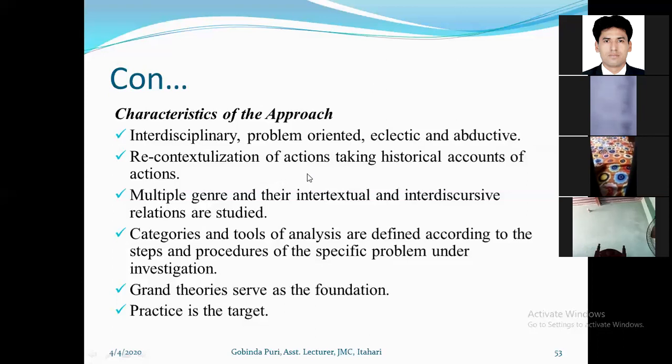And eclectic means it is plausible, it is flexible, it is problem oriented. And similarly, recontextualization of actions, taking historical account of actions, and multiple genres and their intertextual and interdiscursive relations are studied here. Categories and tools of analysis are defined according to the steps and procedures of the specific problem under investigation. And grand theories serve as the foundation over here.